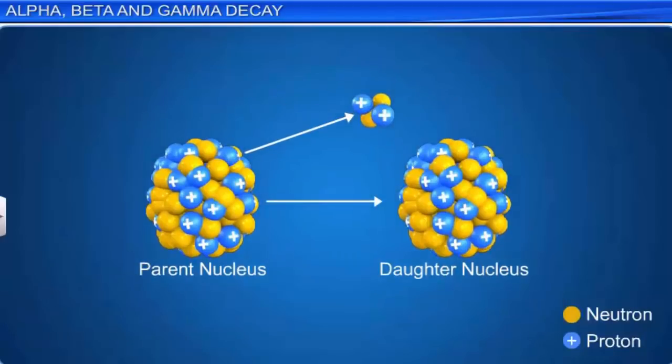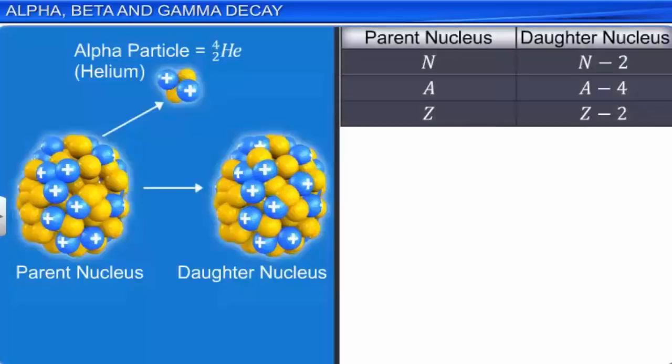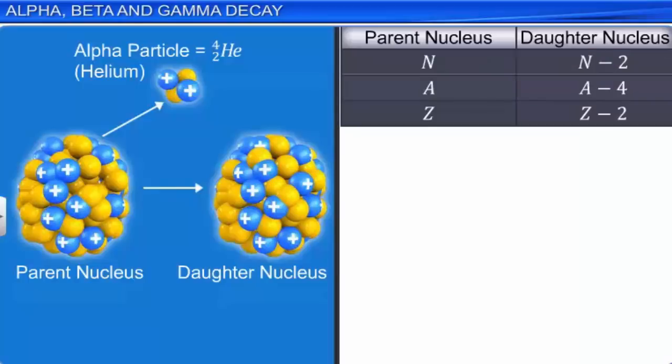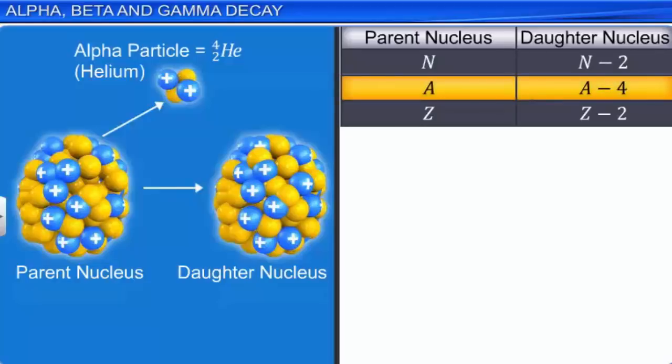An alpha particle is a helium nucleus containing two protons and two neutrons. That is, its mass number is 4 and atomic number is 2. Since an alpha particle is a helium nucleus, when an unstable nucleus emits an alpha particle, its neutron number as well as proton number reduce by 2. Therefore, when a nucleus decays by emission of an alpha particle, the mass number A of the daughter nucleus reduces by 4 and the atomic number Z reduces by 2.